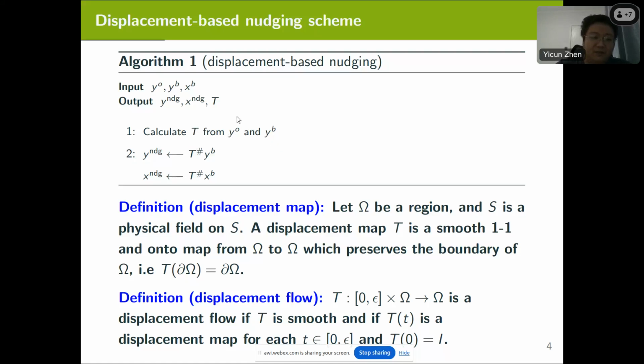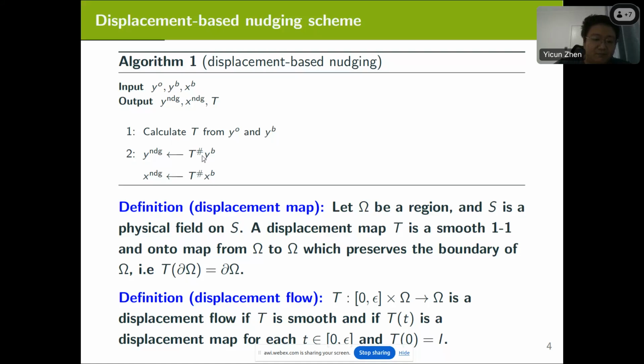And here we assume that the current state has a strong physical feature, so that the position error of XB and the position error of YB are strongly correlated. Basically, we assume that they are the same. So we calculate this position error from YO and YB, and we use T to represent the position error of YB. And since we assume that the position error of YB is the same as the position error of XB, we can use T to adjust the position error of XB.